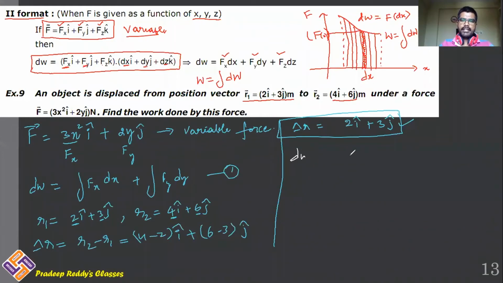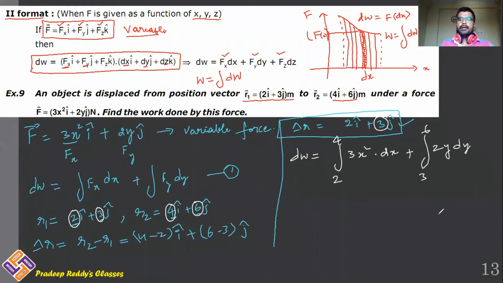You can write it as dW is equal to integration. What is f of x? F of x is equal to 3x square, and dx. The x limits are from where to where? Along the x-axis, the particle is starting from position 2 and it is going towards position 4. So therefore you can take the limits as 2 to 4, plus the displacement along the y direction, where f y is equal to 2 times y into dy. Displacement along the y direction is 3 meter. It is from 3 to 6.